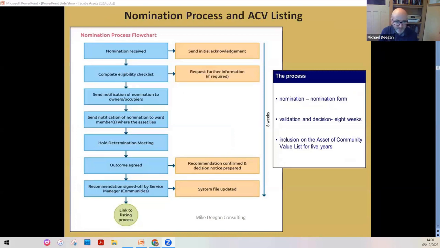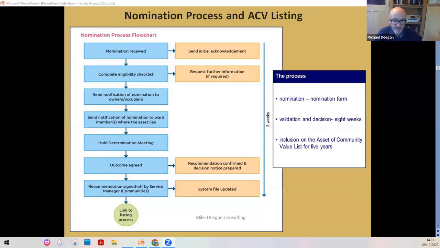And following receipt of a nomination, the local authority then has 8 weeks to make a judgment on whether the land or the building should be listed. And if it decides it meets the criteria and the process was undertaken correctly, then the authority must approve it and include it on its list of ACVs, and also on the local land charges register. And in case of any registered land, it has to apply for a restriction on the land register as well. So there are different elements to a listing that have to be taken into account.